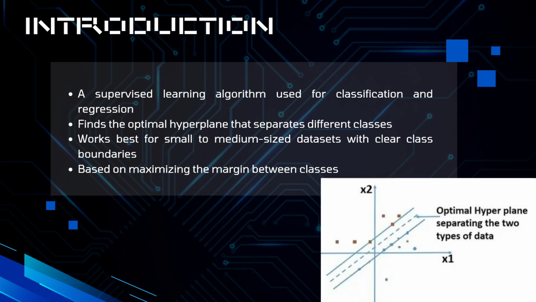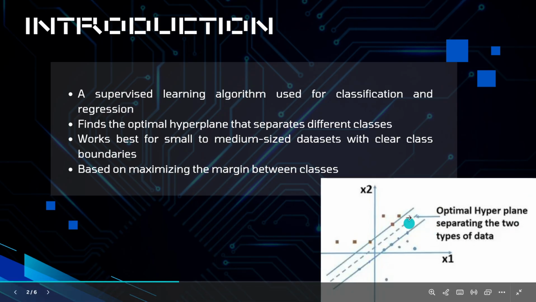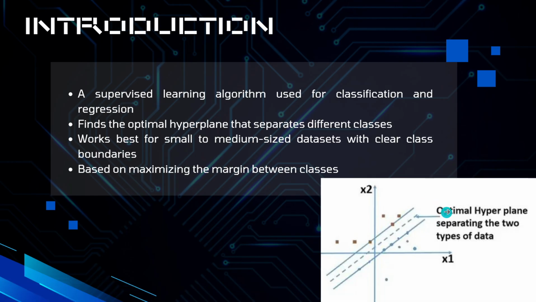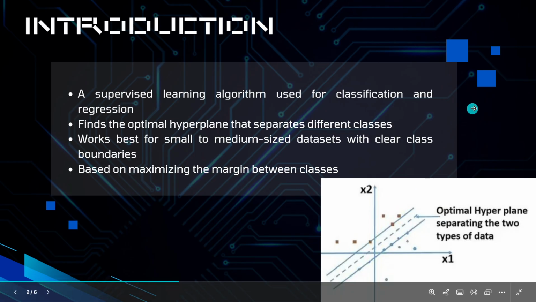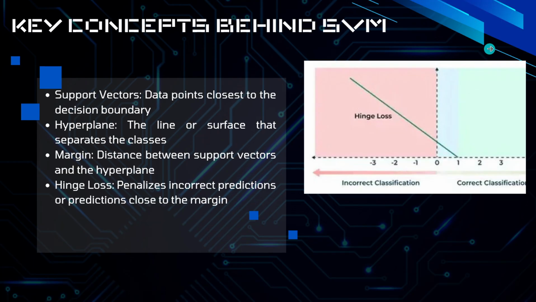The algorithm works by maximizing the margin between classes. This margin is the space between the decision boundary and the closest data points from each class. The key concepts behind SVM are the support vectors, which are the data points that are closest to the decision boundary. They are critical because they directly influence the position of the hyperplane.